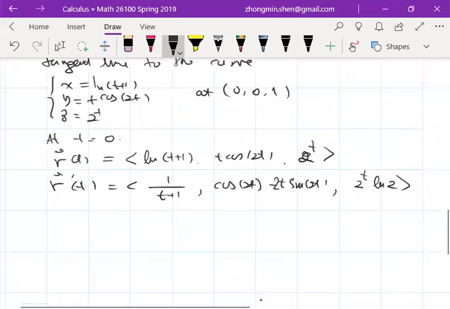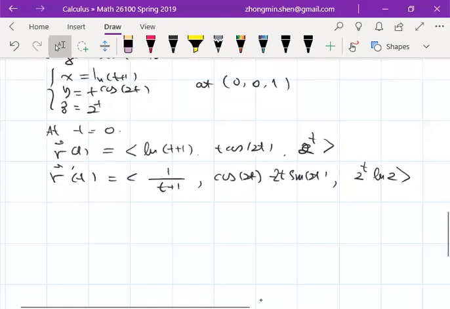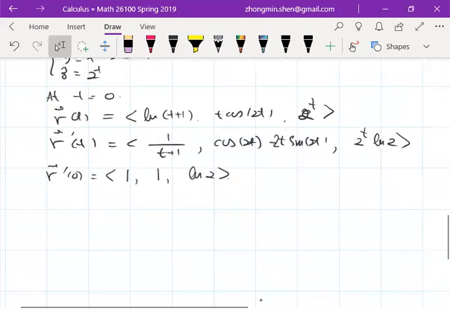Now you have to clearly write down all the details, because you cannot guarantee all your computation is correct. When you differentiate some function, maybe you can make mistakes. So you should try to write down all the details. So the first part is going to be 1 when t equals 0. The second part is 1, and here natural log of 2.